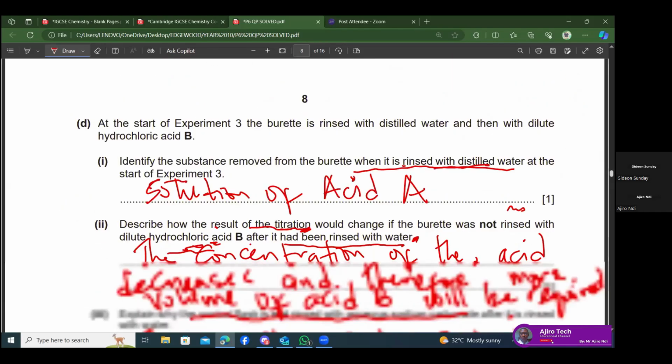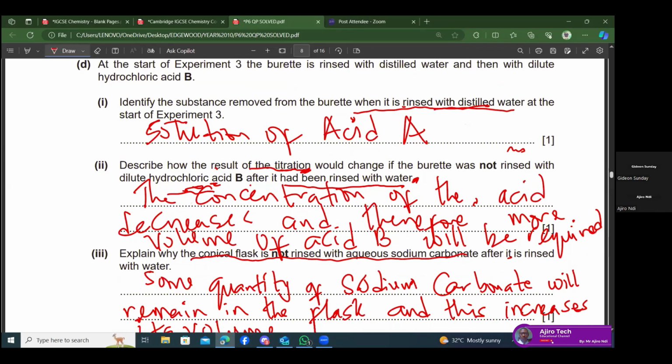The next one says, at the start of experiment 3, the burette is rinsed with distilled water and then with dilute hydrochloric acid. Identify the substance removed from the burette when it is rinsed with distilled water at the start of experiment 3. Before you started experiment 3, you had done experiment 2.